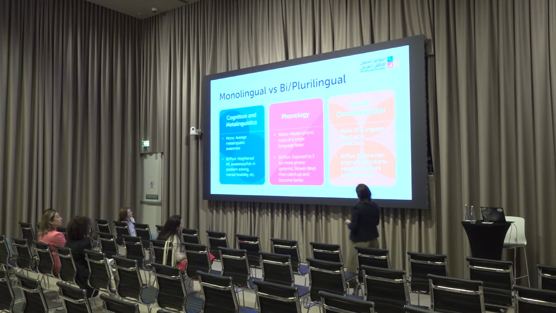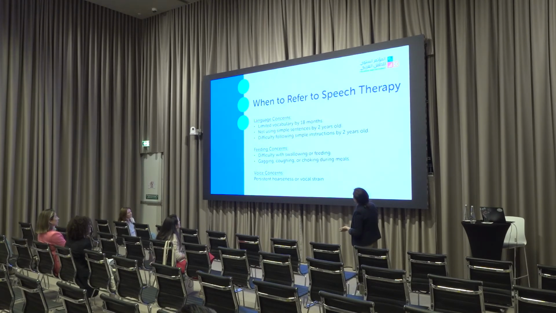And finally, social communication. Monolingual kids have one language for all social interactions. I don't even have to talk about bilingual kids. We talk a lot with everyone in every scenario, in every context. We have access to significantly more social communication opportunities.